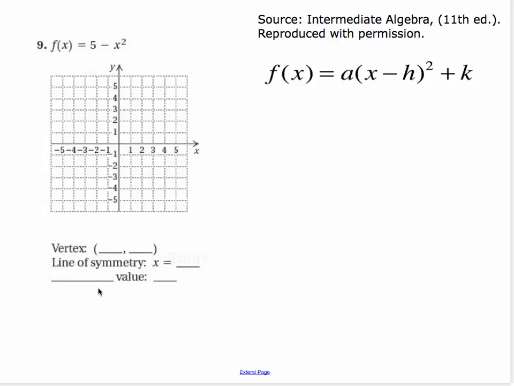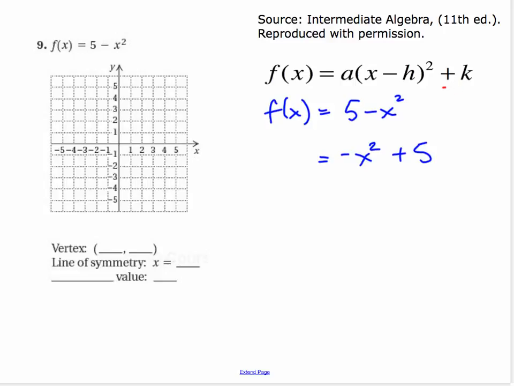Now, if this is what they want to know, probably the easiest way to do this is to change this equation so it looks like the general vertex version of the quadratic equation. So I'm going to write this right underneath. I've got f of x is equal to 5 minus x squared. I have to make this look like that. The order's funny, so let me change that. So it'd be minus x squared plus 5.